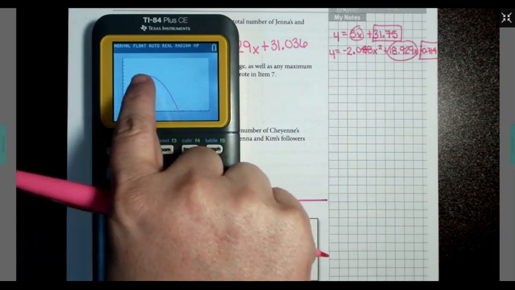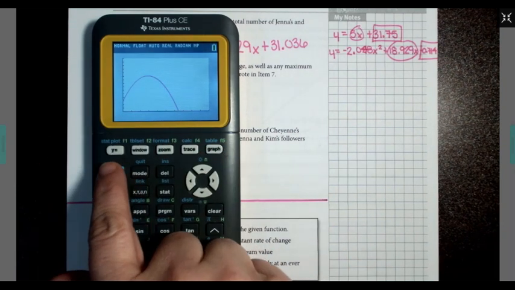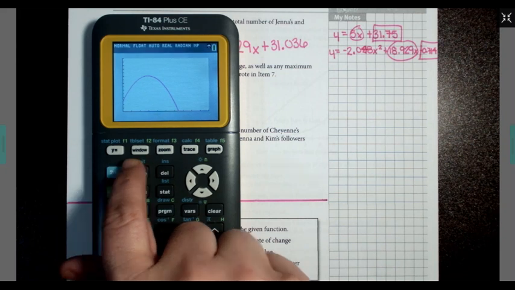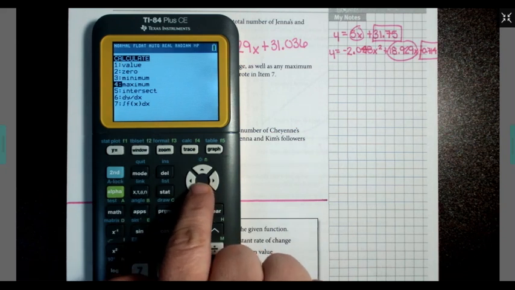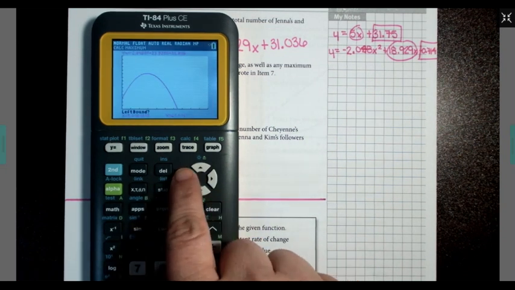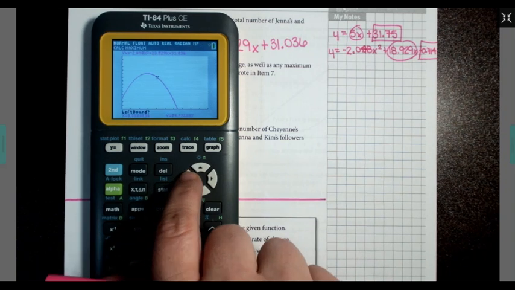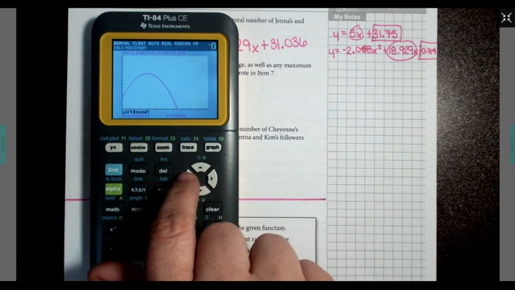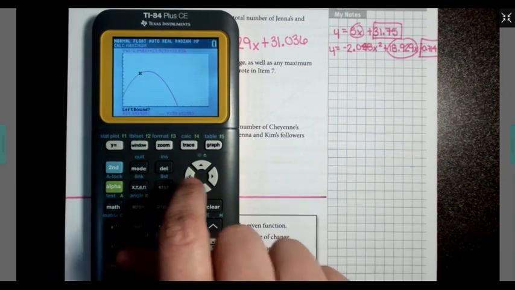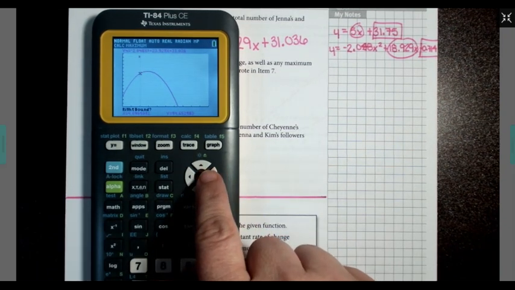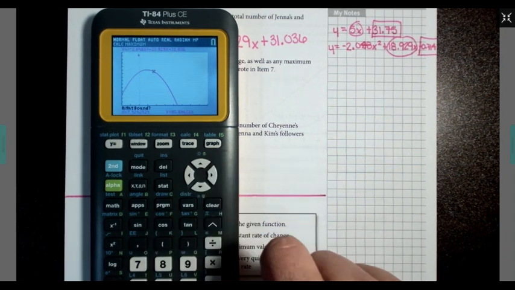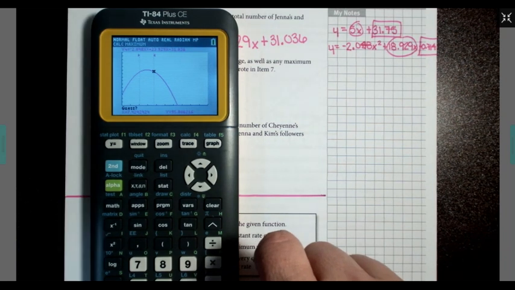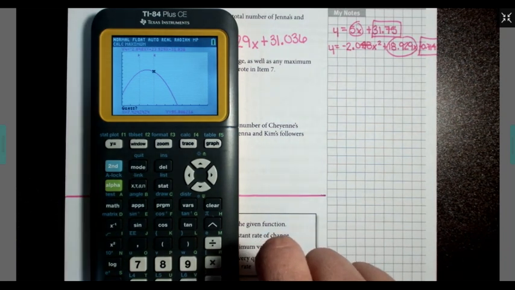So what we want to do is find this place right up here to find what that value is. So I'm going to go to second, calculate, and I'm going to find my maximum value. It wants me to be left bound, so it wants me to be on the left side of the topmost point. So we're going to go to the left and we're going to press enter. And now it's going to ask me to go to the right side of the topmost point. So I go a little bit to the right. It's going to ask me to put a guess in. It's not really going to affect what they give me in the end. So I'm just going to go ahead and press enter again.